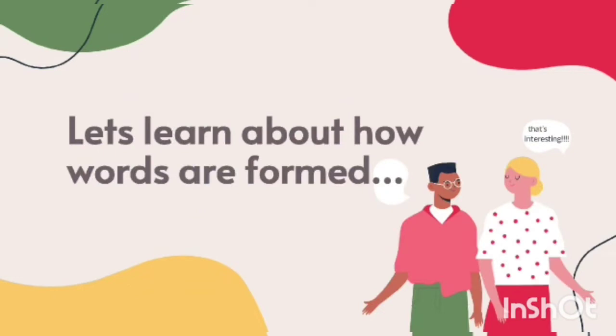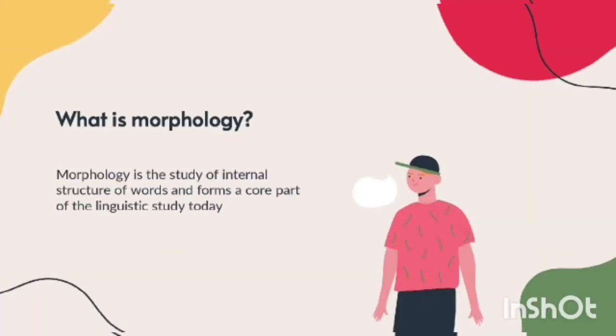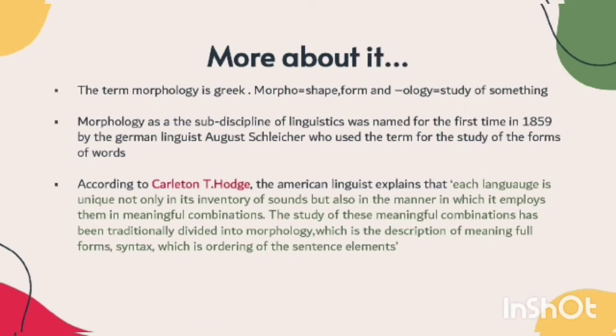Let's talk about how words are formed by morphological process and how they are analyzed in morphological analysis. What is morphology? Morphology is the study of the internal structure of words and forms a core part of linguistic study today. The term morphology is of Greek origin. Morpho means shape and form, and ology means study of something. Morphology as a sub-discipline of linguistics was named for the first time in 1859 by the German linguist August Schleicher, who used the term for the study of forms of words.